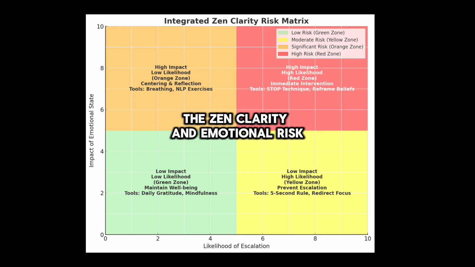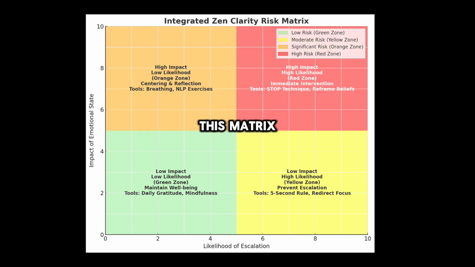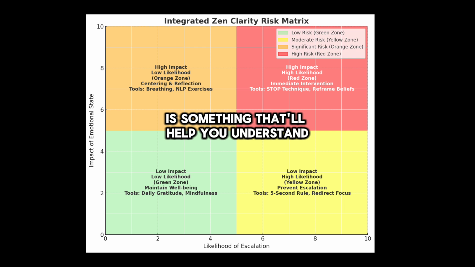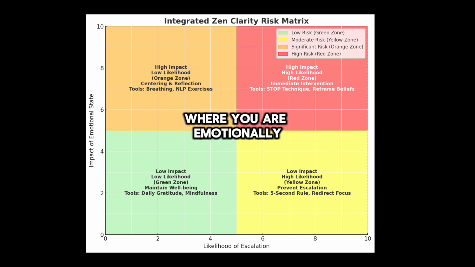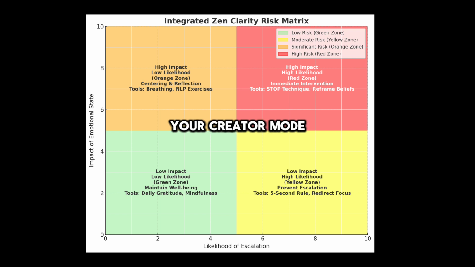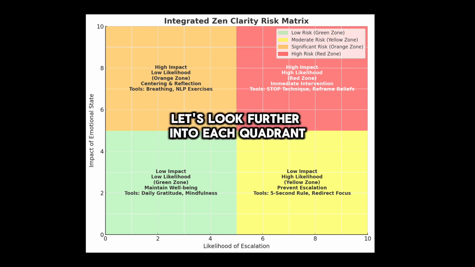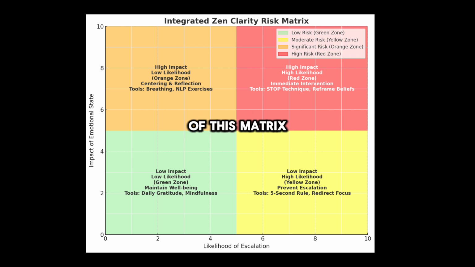Let me introduce to you a powerful tool that I've created for you to simplify and illustrate visually: the Zen Clarity and Emotional Risk Matrix. This matrix will help you understand where you are emotionally, and it'll provide a strategy for you to move towards a state of calm, a state of clarity, right into your creator mode. Let's look further into each quadrant of this matrix.